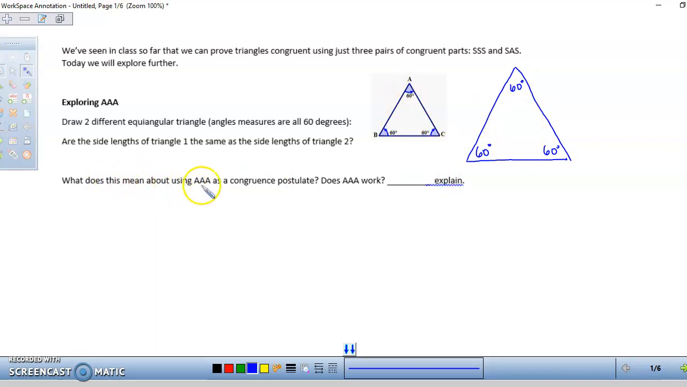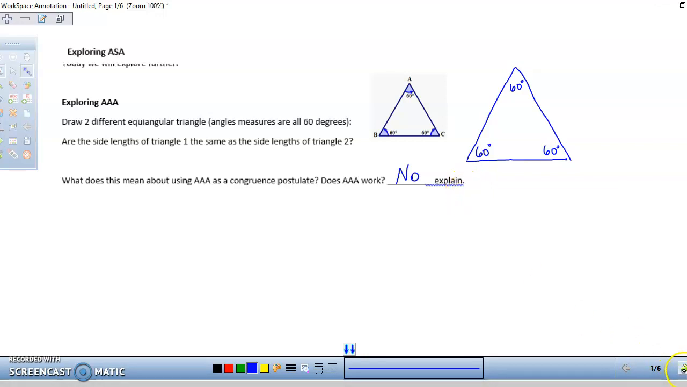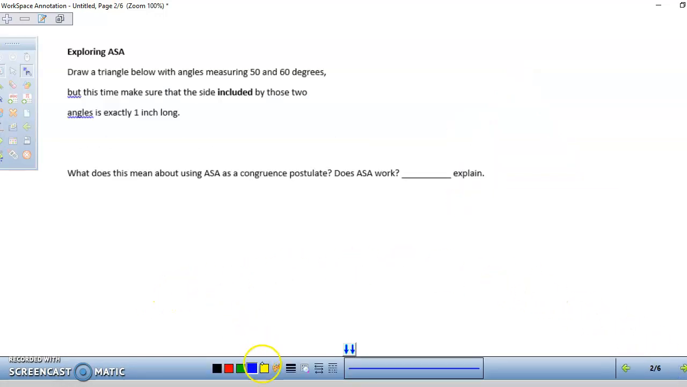So what does that mean about angle, angle, angle as a congruence postulate? Does having just three angles congruent to three other angles make the triangles congruent? No, it does not. Take a pause and try to explain that in your own words. Okay, welcome back. We'll go through those explanations in class.